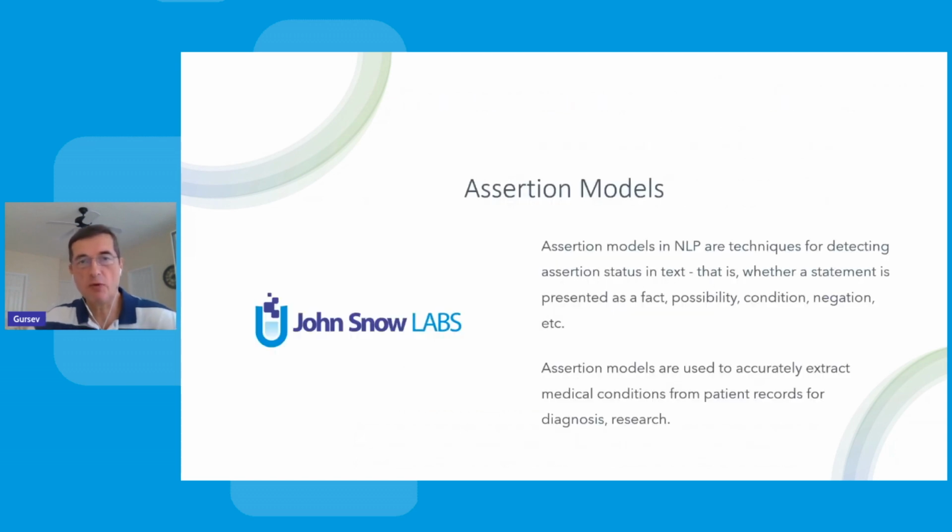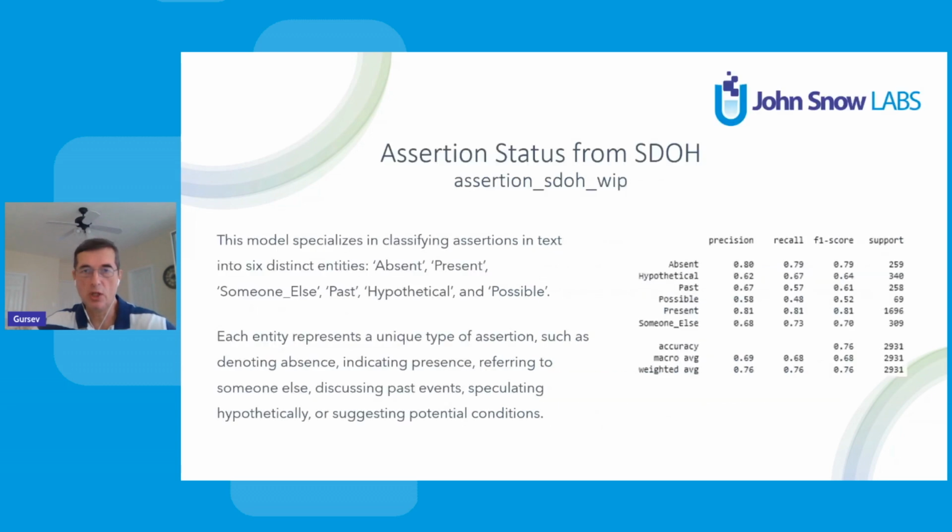So the next type of models is assertion models. Assertion models are quite important in NLP. These models are used with the NER models. They are techniques for detecting the assertion status. So the NER model extracts the entity or statement, but sometimes it may be negative. So the assertion model is going to tell you if the entity that was extracted by the NER model is absent, present, or someone else's, past, hypothetical, or possible.